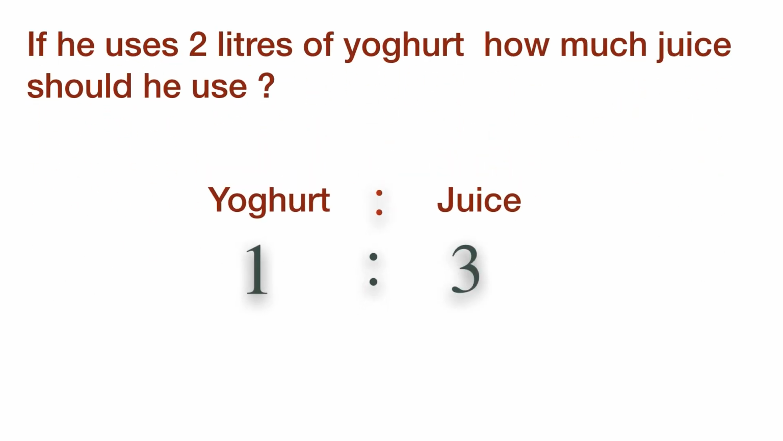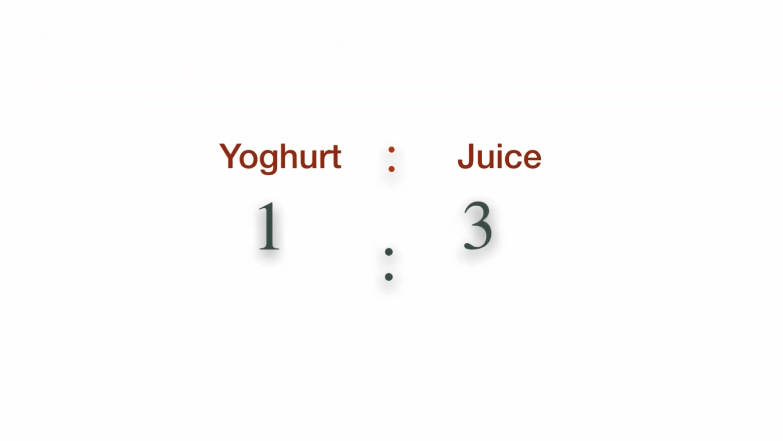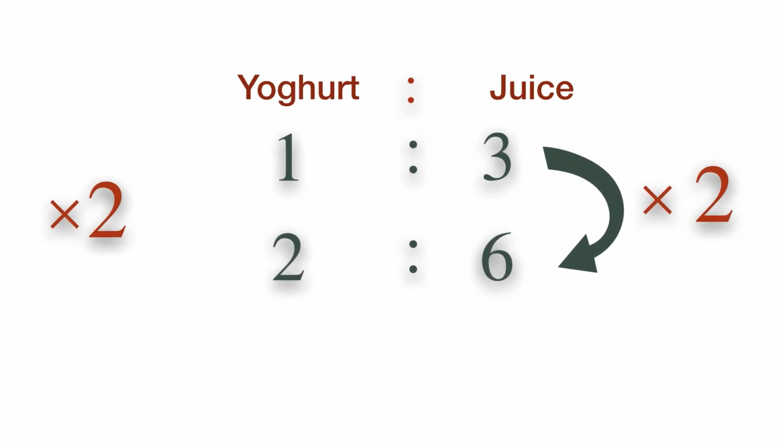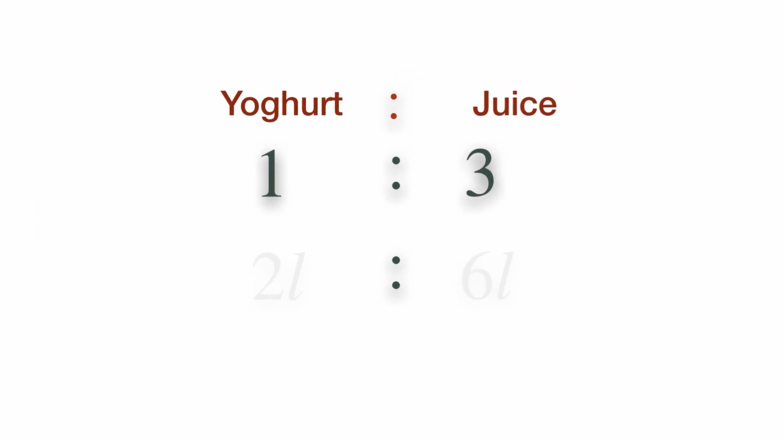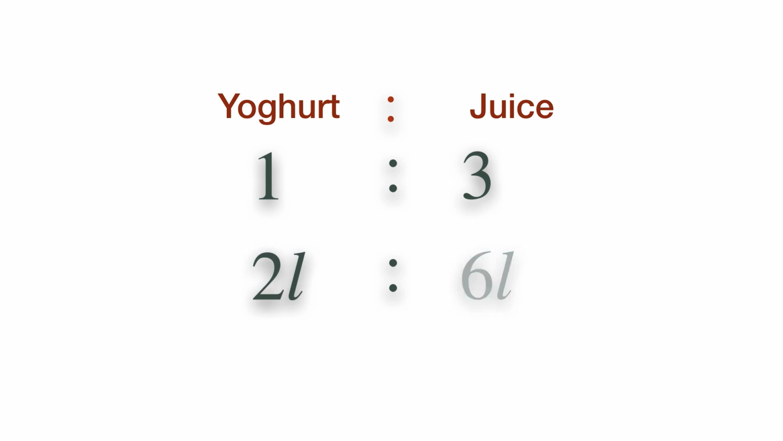The second part of the question asks, if he uses 2 liters of yogurt, how much juice should he be using? Since our ratio of yogurt to juice is 1:3, we need to multiply the ratio by 2 to give 2:6. Which means Tim needs 6 liters of juice if he uses 2 liters of yogurt in his smoothie.